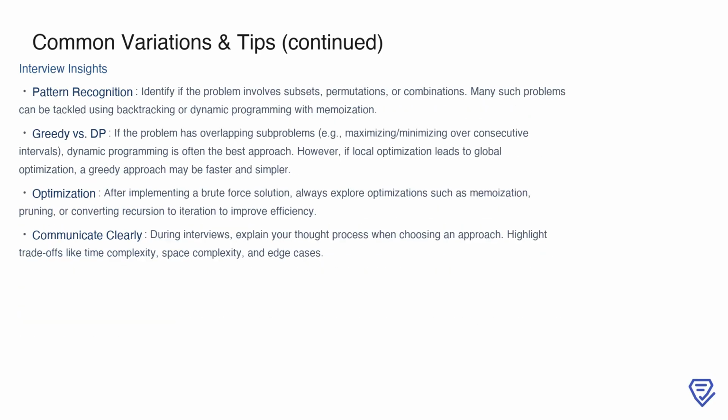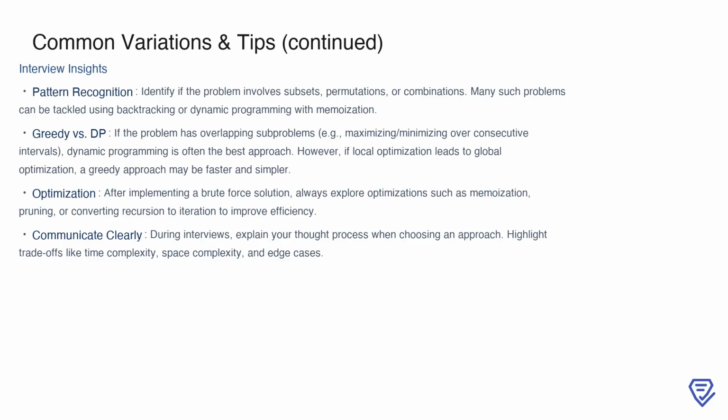To excel in this type of problem, it helps to focus on a few key strategies during interviews. First, pattern recognition is critical. Many problems like this involve subsets, permutations, or combinations, which can often be tackled using backtracking or dynamic programming with memoization. Recognizing these patterns early on can save valuable time.